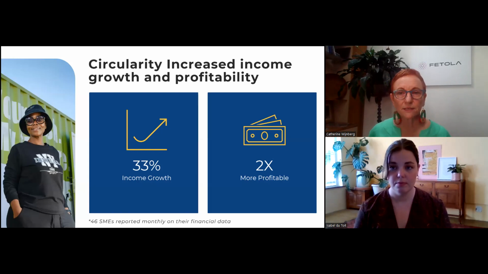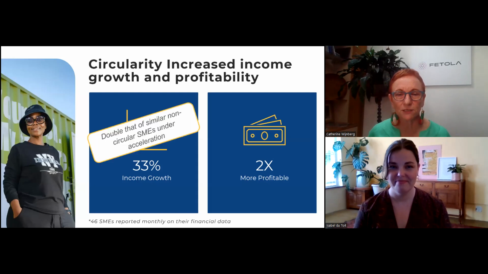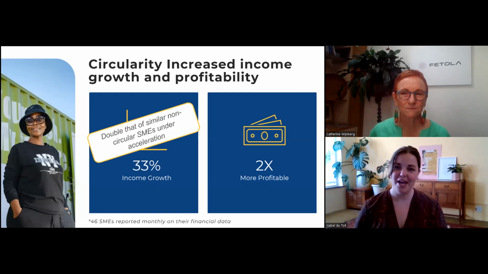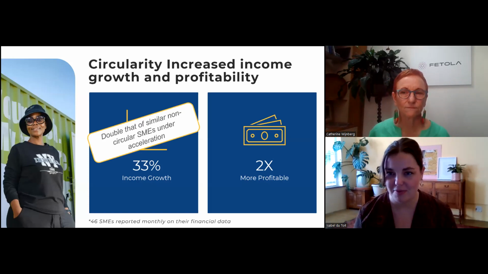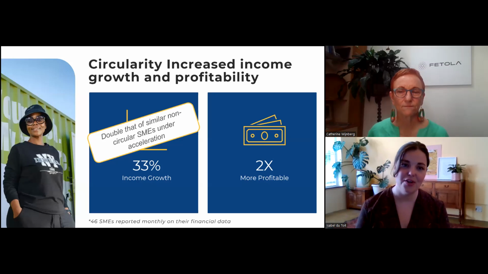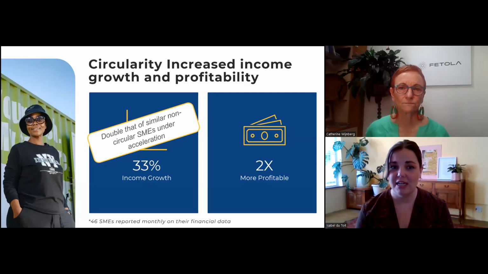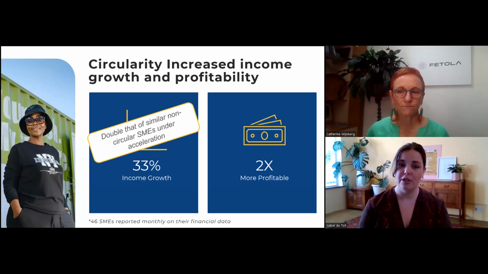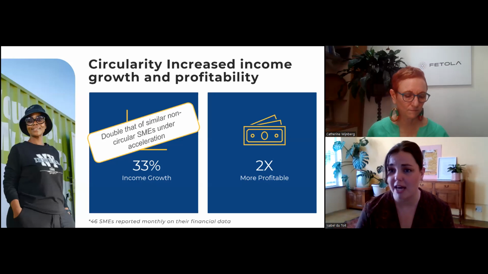But maybe there's something else that it's important just to give context, if you just want to run to that one, Isabel. So this is where the rubber hits the road. We've really proved this concept that circular economy makes business sense. The 33% income growth is double that of similar non-circular SMEs under acceleration. Other SMEs being tracked doing their standard business practices are at almost half of that income growth.